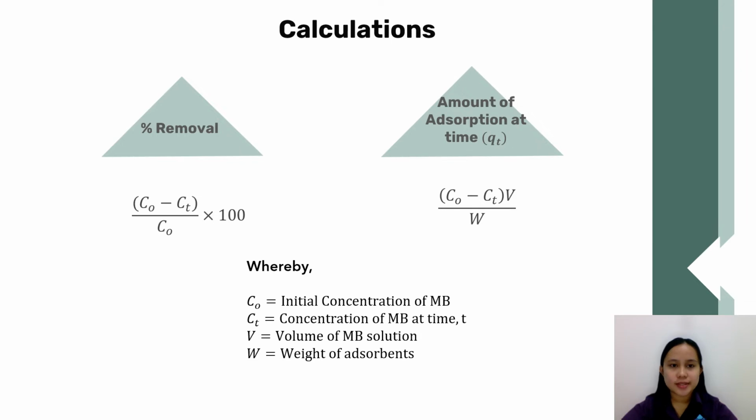These are the formulas that will be used in the calculation parts in our study. The first formula is the percentage of removal, C0 minus Ct over C0 times 100, where C0 is the initial concentration of methylene blue, and Ct is the concentration of methylene blue at time t. The second formula is the amount of adsorption at time t, which is qt. The formula is C0 minus Ct in brackets times V over W, where V is the volume of the methylene blue solution and W is the weight of adsorbent.